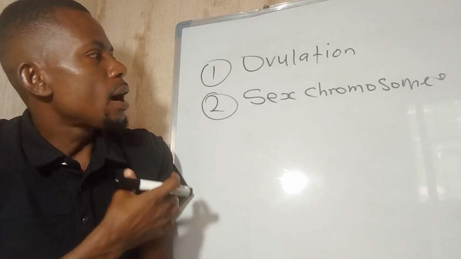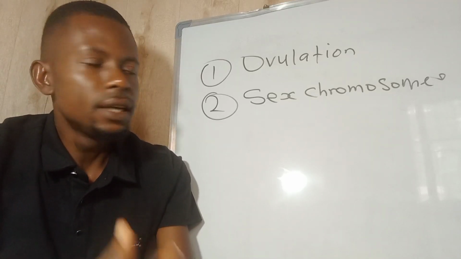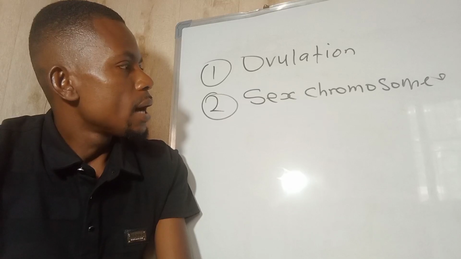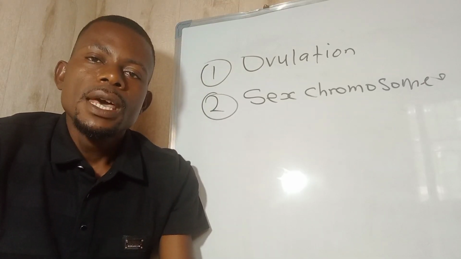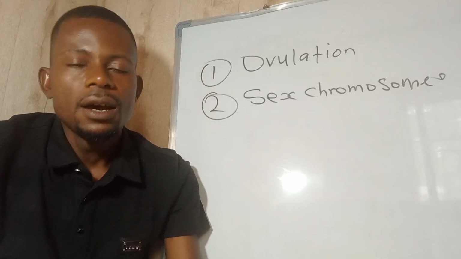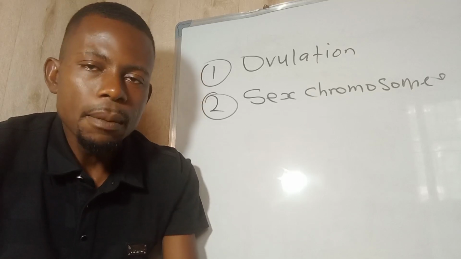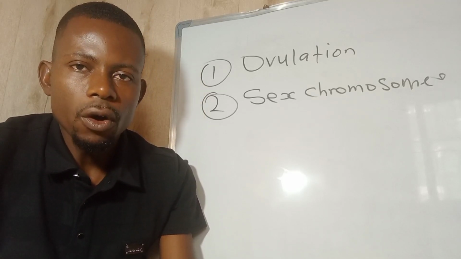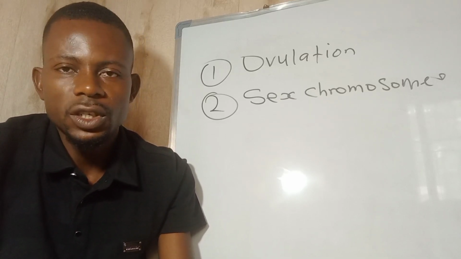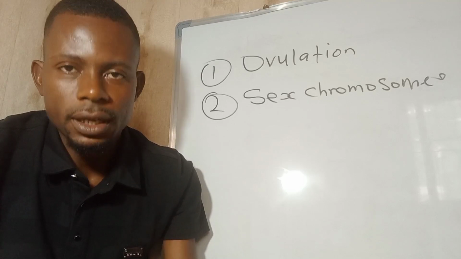Okay, so after understanding your ovulation, the next thing you need to understand is sex chromosomes. And sex chromosomes are chemical structures in your sperm cells if you are a man, or your egg cells if you are a woman, that contain the genes that make your baby a boy or a girl. So once again, sex chromosomes are chemical structures in your sperm cells or your egg cells that make your baby a boy or a girl.